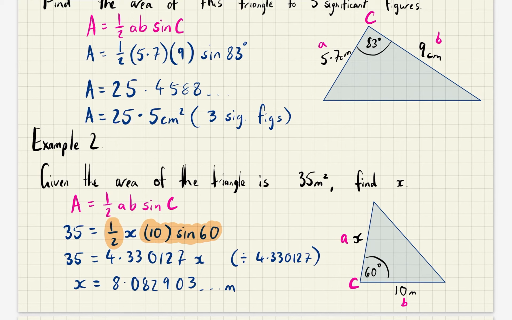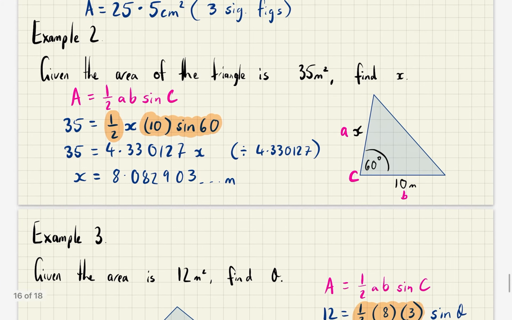Then I divide both sides by that number. So I divide 35 by 4.330127, and then I get left with this. Now I didn't say to how many decimal places, so that is my answer, but if you wanted to, you could round to any number of decimal places you'd like. And that's how you find this side of a triangle given the area.